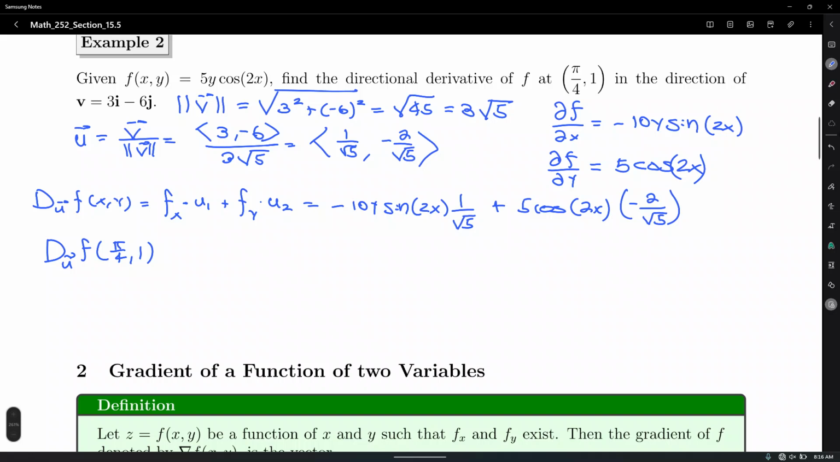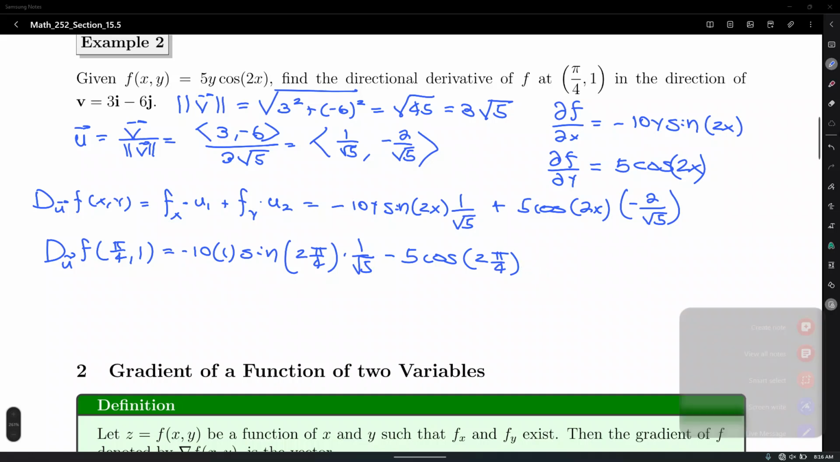So let's just substitute the numbers. That is, substitute 1 for y and pi over 4 for x. That's it. So negative 10y times 1, which is 1 rather, sine of 2 pi over 4, which reduces to pi over 2 for later, times this 1 over root of 5, plus 5 cosine of 2 times pi over 4, or rather let me do minus instead, and just multiply by 2 over root of 5. What is this going to give us?